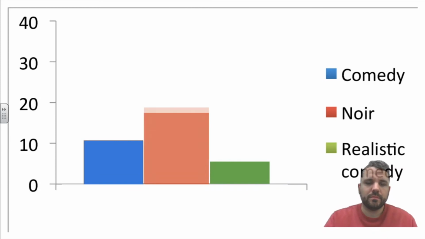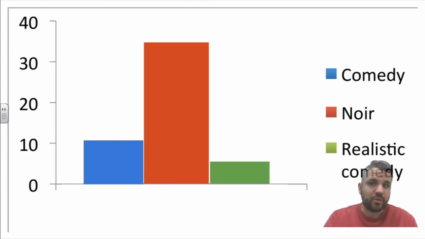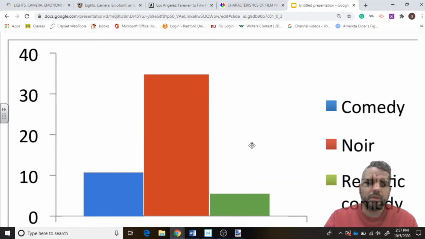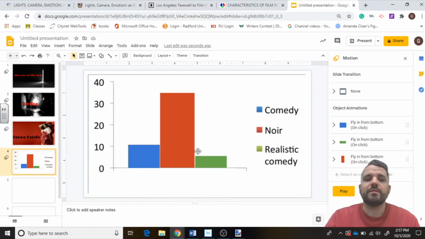Boom. Boom. How cool is that? So this is how masking works to your advantage. All right. So I would continue to add slides and talk about the lighting of film noir. I would talk about the smoke in film noir, smoke or fog. I would talk about different stuff like that.